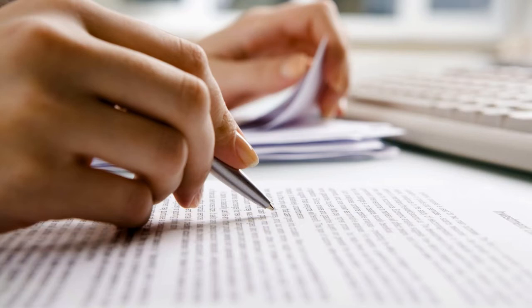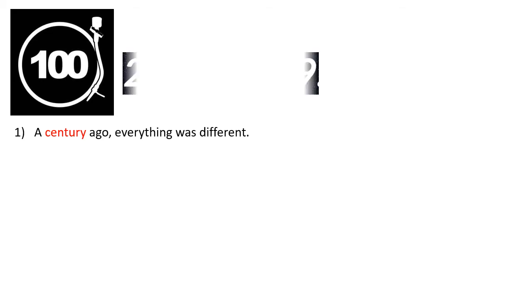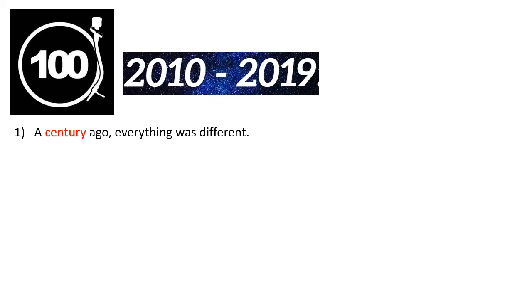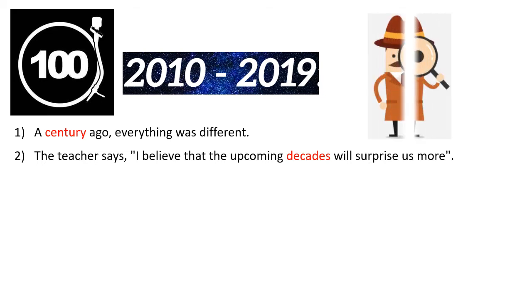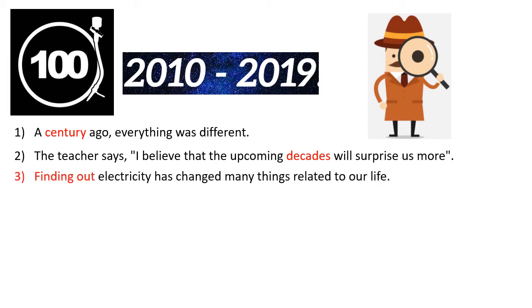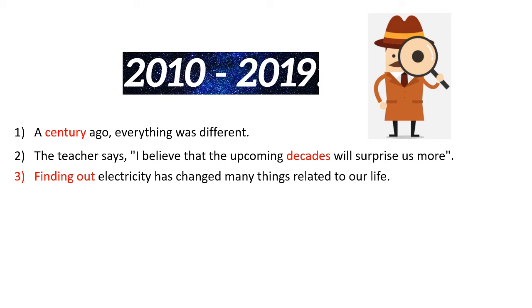Take me as an example. I have chosen century and I wrote this sentence. A century ago, everything was different. Decade. The teacher says, I believe that the upcoming decades will surprise us more. Find out. Finding out electricity has changed many things related to our life.